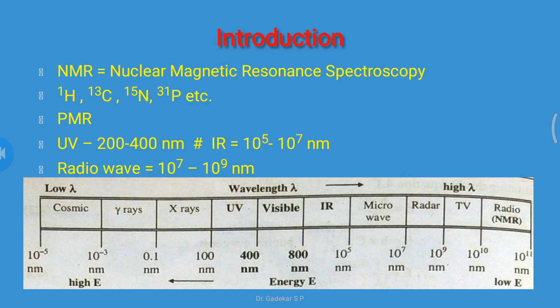Similarly, radio waves are used in PMR spectroscopy, meaning proton magnetic resonance spectroscopy. These radio waves are placed in the electromagnetic spectrum, and they occur in 10 raised to 10 nanometers to 10 raised to 11 nanometers. The radio waves in this region of the electromagnetic spectrum are used in PMR spectroscopy.